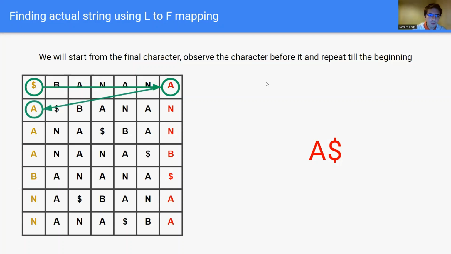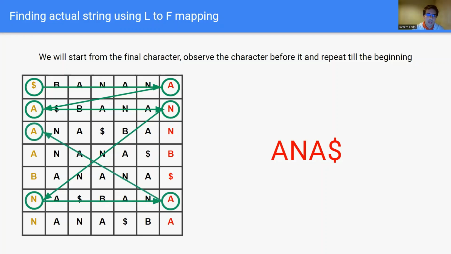And the character coming before A is N in the same row, and this first N corresponds to the first N in the first column, and the character coming before it is A, and it is the second A in the last column, so it corresponds to the second A in the first column, and the character coming before it is N, and it corresponds to the second N in the first column, and the character coming before it is A, and we can see the same pattern once more.